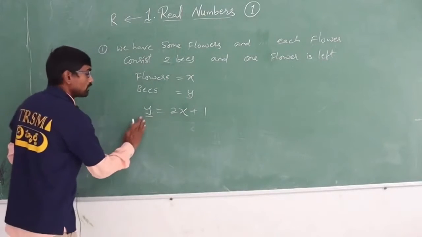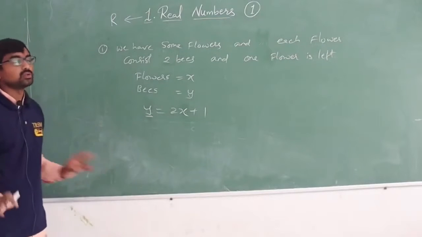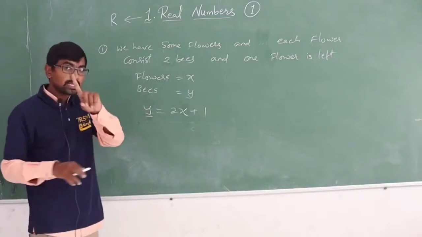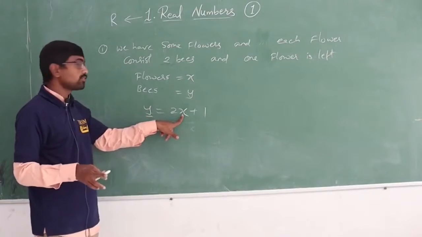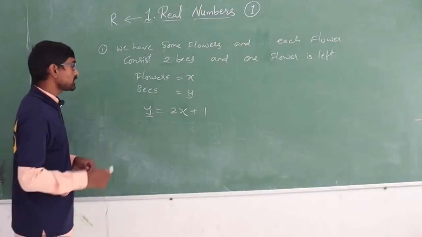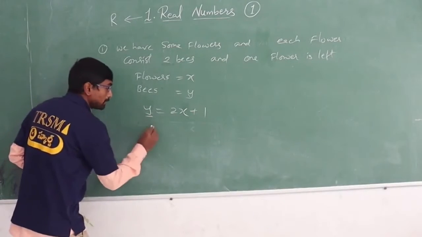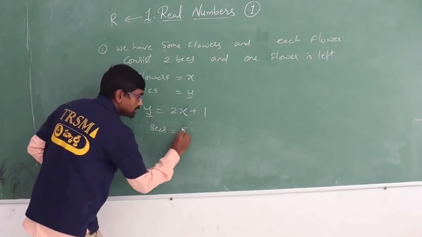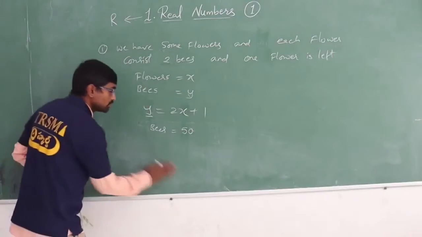Now coming to this equation, I can't say the exact value. For finding the exact value of flowers and bees, I want any one value: either the exact number of flowers, or the exact number of bees. If I say the exact number of bees is 50, then what will you do?